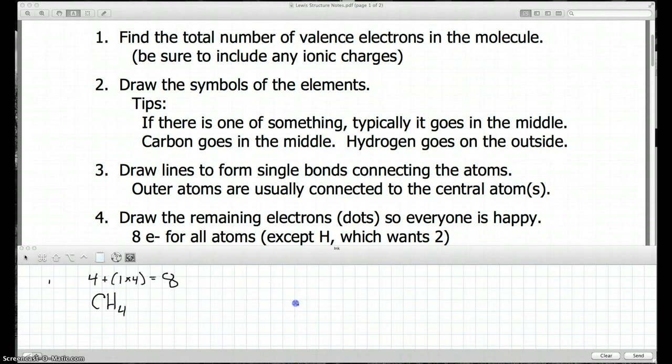Like I said, carbon likes to be in the middle, and hydrogen likes to be on the outside. And since there are 4 of them, I'm going to evenly distribute them around here. These molecules, as much as possible, want to be symmetrical and balanced. You're not going to have all 4 H's hanging out on one side. They want to spread out. So that's step 2. I draw the symbols. Step 3, I draw single lines connecting the outer atoms to the central atom. Then step 4 says draw the remaining dots so everyone is happy.